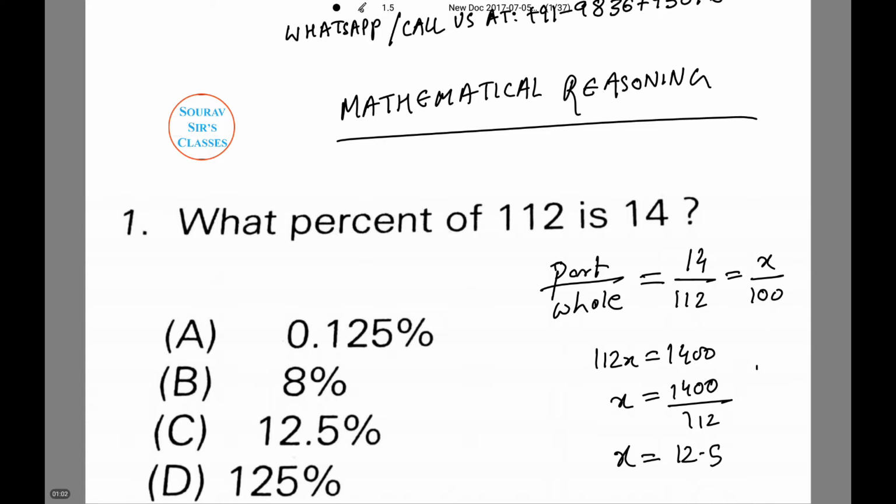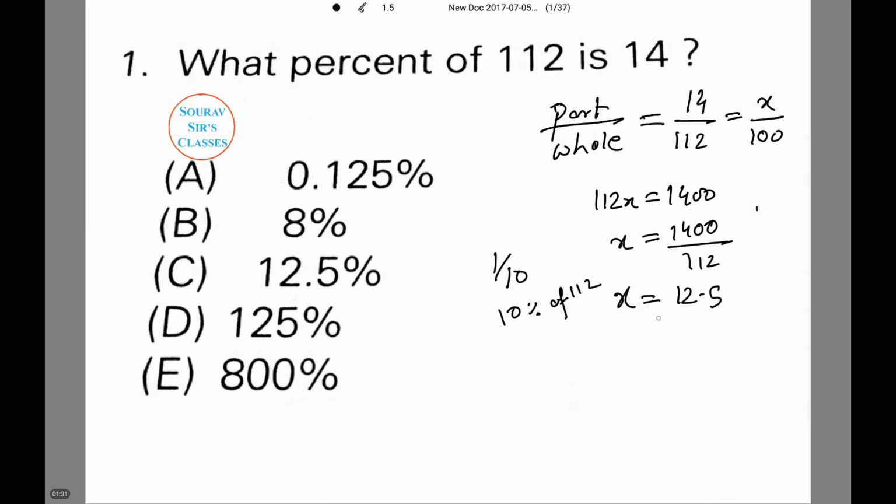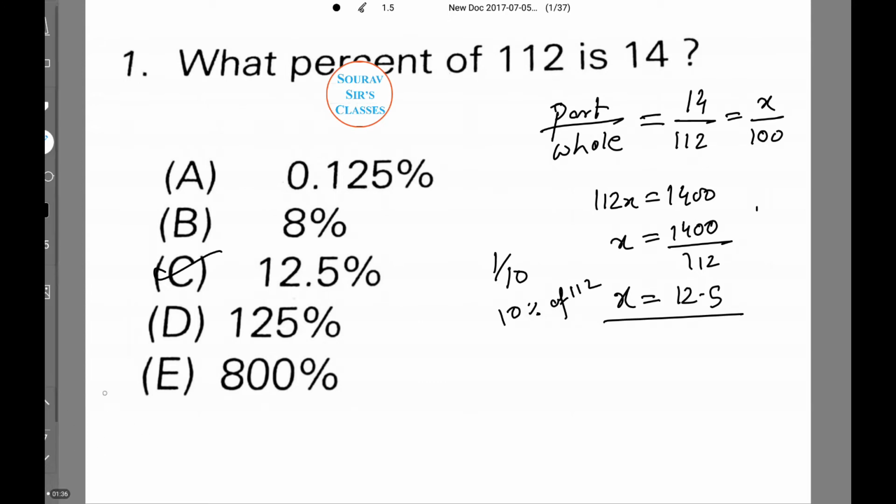Like most percent questions in this format, you can also find the answer using POE. 14 is a little bigger than 1 by 10, or 10% of 112, or 11.2 to be exact. Thus our answer, which is just above 10%, will be the answer, that is 12.5. Moving on to the next question.